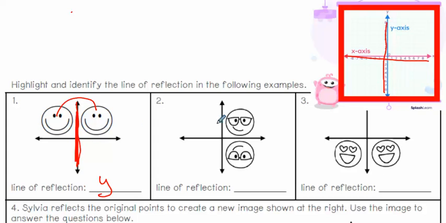Let's look at this one. Do you see that this figure is being reflected over to here? So it is being reflected over this one. So which axis is that one? Yep, that is your x-axis. And then if I look here, this one is being reflected over to there. So it is being flipped over the y-axis. Okay, so we're looking to see how they've been reflected.